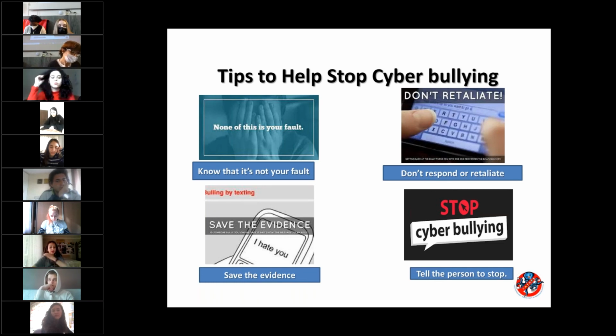Tell the person to stop. This is completely up to you. Don't do it if you don't feel totally comfortable doing it. Because you need to make your position completely clear that you won't stand for this treatment anymore.